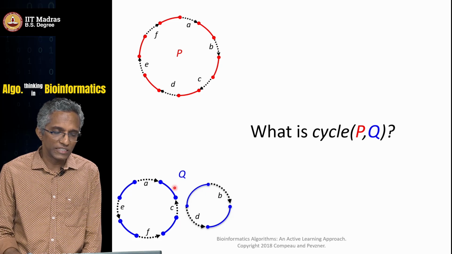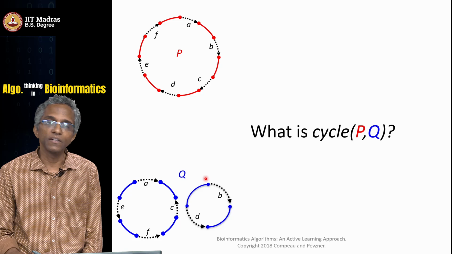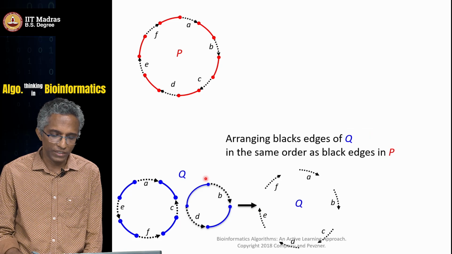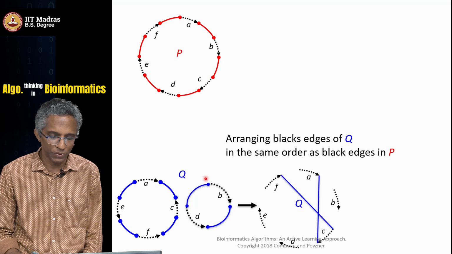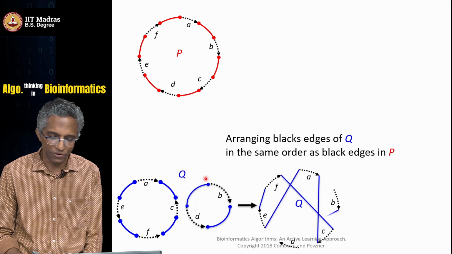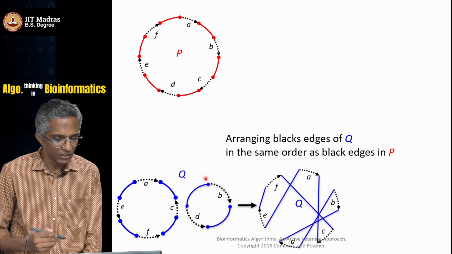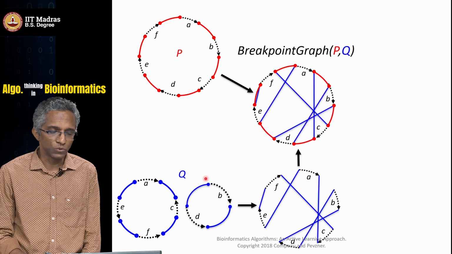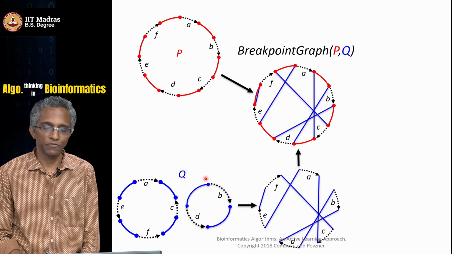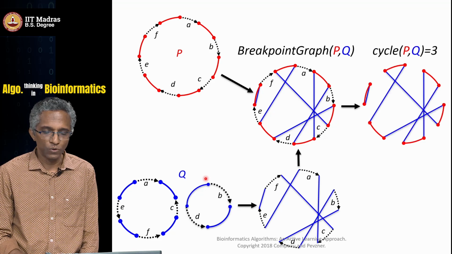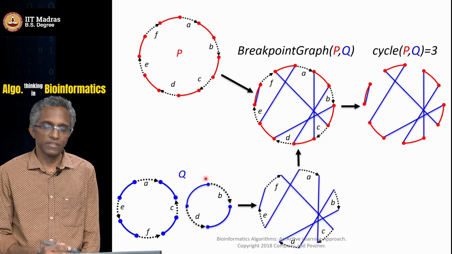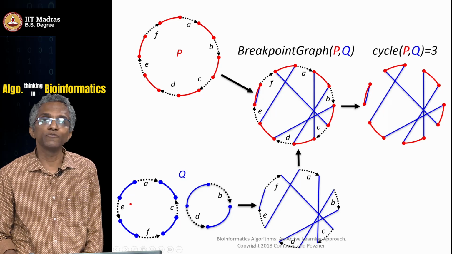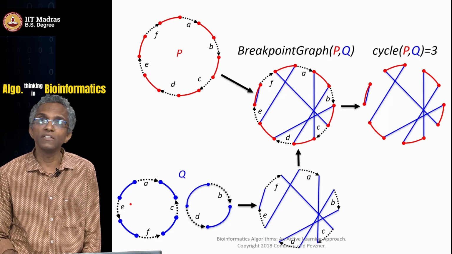In order to understand it, we again take the union of the edges in both of these. We just redraw Q so that it is easier to take the union and overlay P on top of Q. This is exactly Q, but redrawn in a different way. Then we overlay both of them. So this is the union of these two circular representations of P and Q, which gives you the breakpoint graph. If you look at the colored edges alone, the red edges for P and the blue edges for Q, you will see that there are three cycles here.